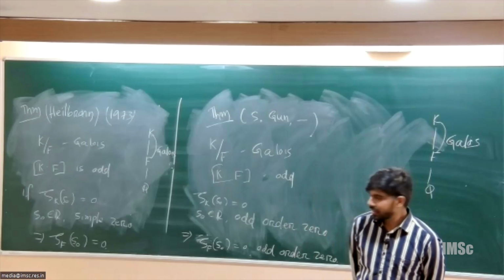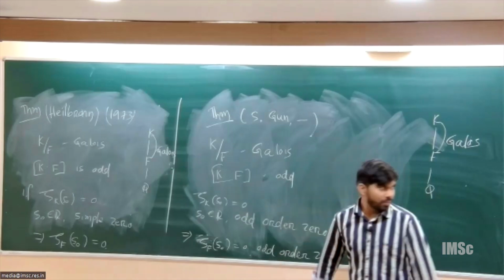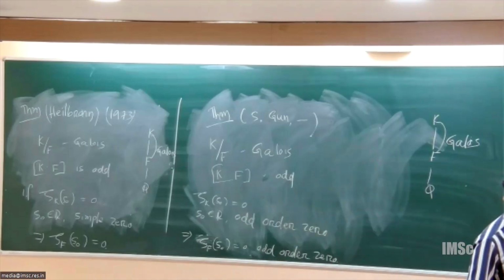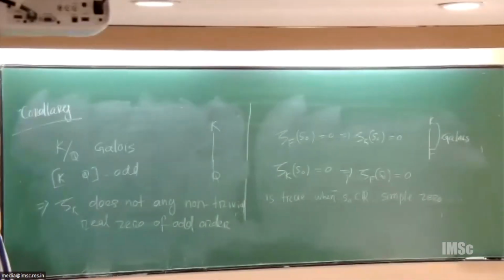Yeah, that is any zero. For this corollary, it has to be a non-trivial zero. Here you are using the fact that the Riemann zeta function doesn't have any non-trivial real zero, right? So this zero has to lie inside the critical strip. And this theorem is true for any zero.